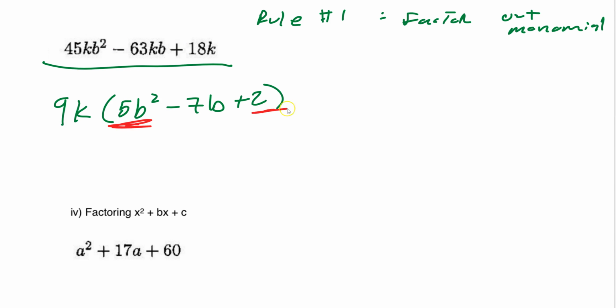I'm going to multiply my terms together. I get 10b squared. Figure out the combination that gives you the middle. So in this case, negative 2b and negative 5b. Those two things multiply to get 10, but I have to get negative 7. Plug it in for the middle.